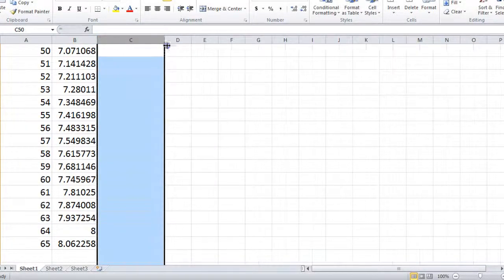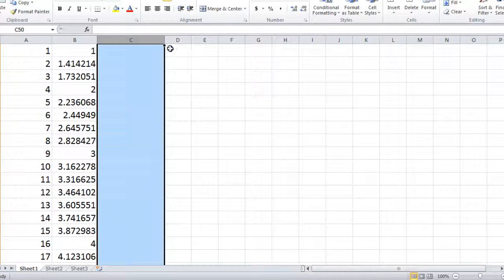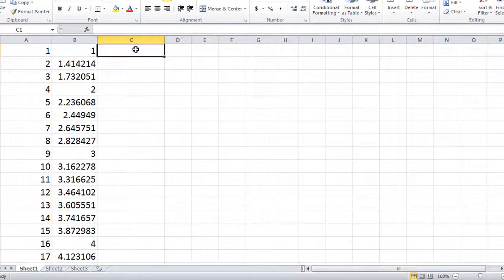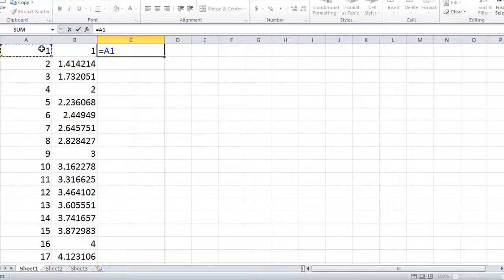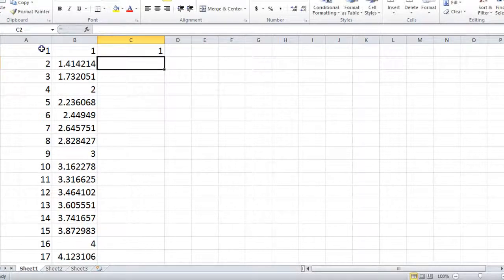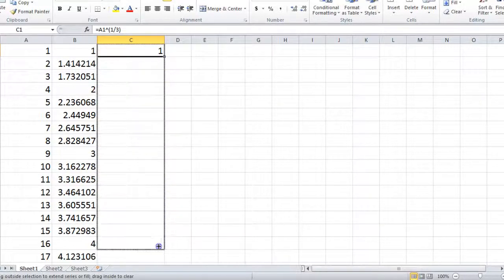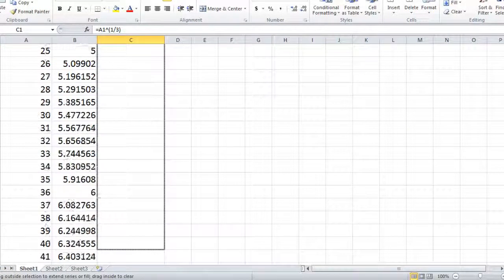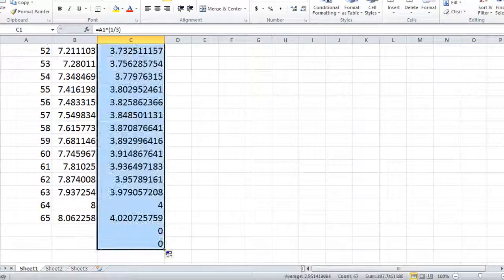If I make a third column here that's raising it to the power of 1/3, this one's going to be equals that original number to the power of 1/3. Any 1 to the power of anything is always 1. It doesn't matter what you do. I'm going to follow this down here, and we'll see if we can make some sense of this.